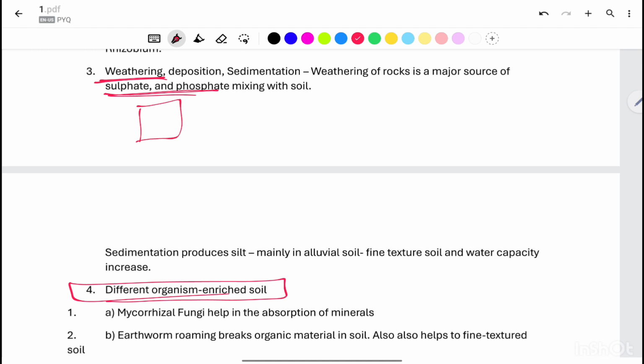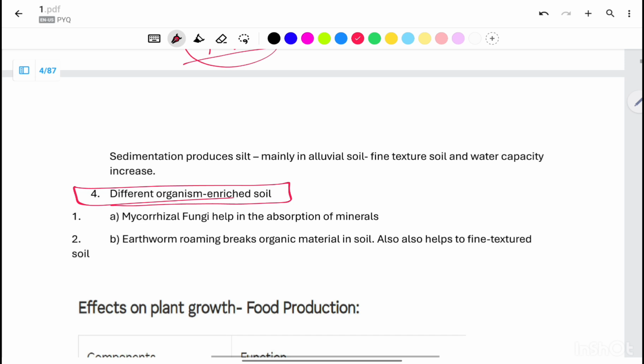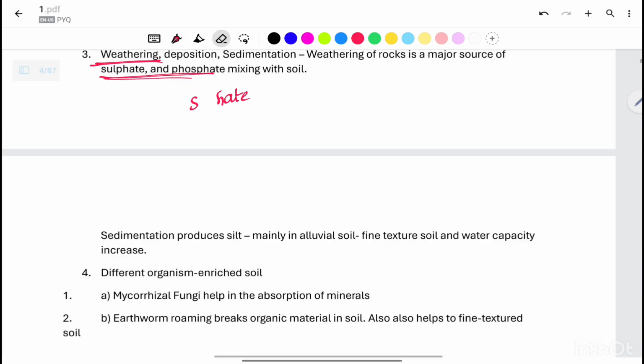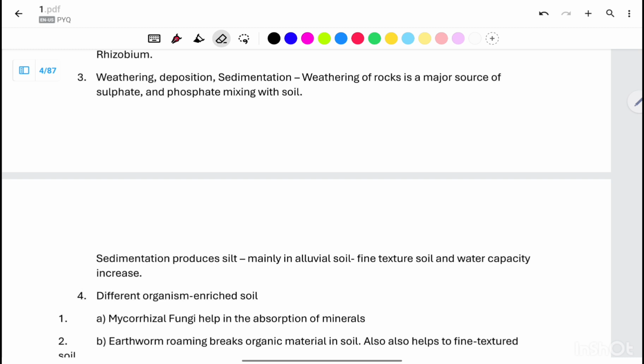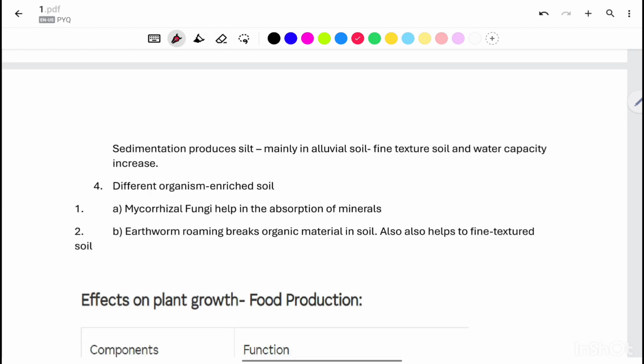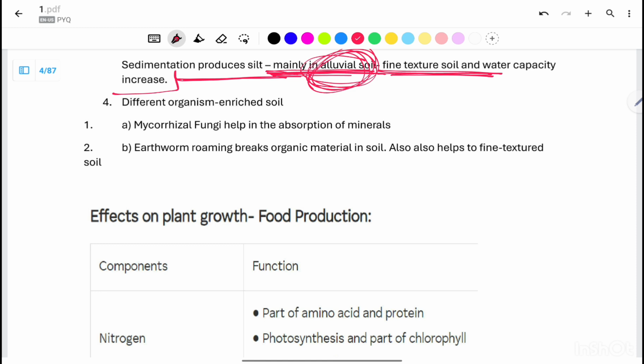What is present in the rocks? Sulfate is present in the rocks and phosphate is present in the rocks. So the mixing of the sulfate and phosphate. Sedimentation is mainly in alluvial soil, fine texture soil, and the water capacity increases. Through weathering we are getting sulfate and phosphate, and through sedimentation, which happens mainly in the alluvial soil, we get fine texture soil and the water capacity increases.